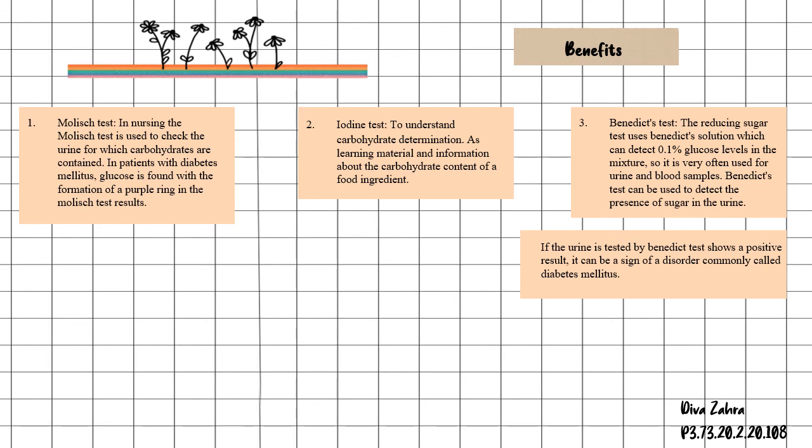And the last is Benedict's test. The reducing sugar test uses Benedict's solution, which can detect 0.1% glucose levels in the mixture, so it is very often used for urine and blood samples. Benedict's test can be used to detect the presence of sugar in the urine. If the urine tested by Benedict's test shows a positive result, it can be a sign of a disorder commonly called diabetes mellitus.